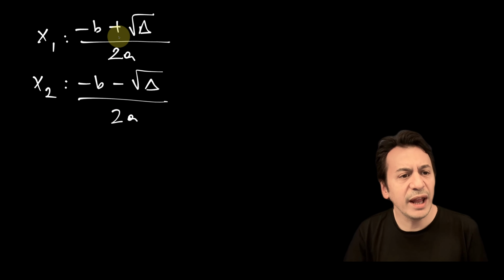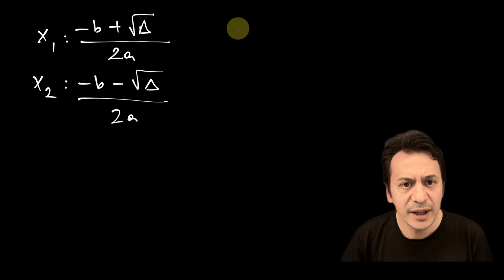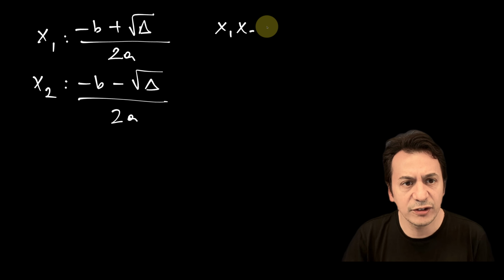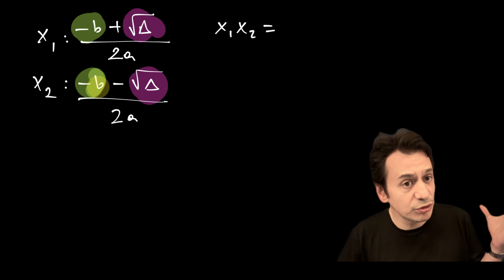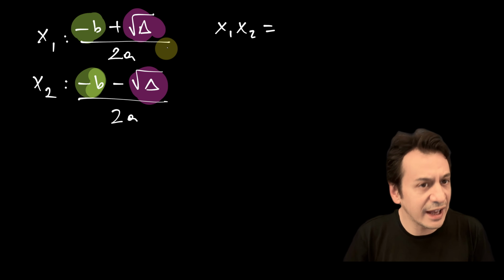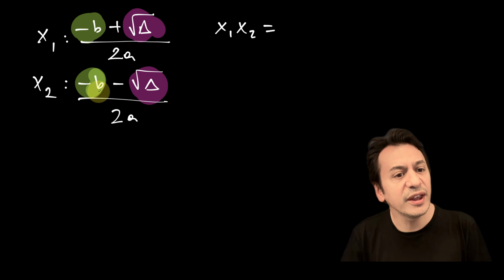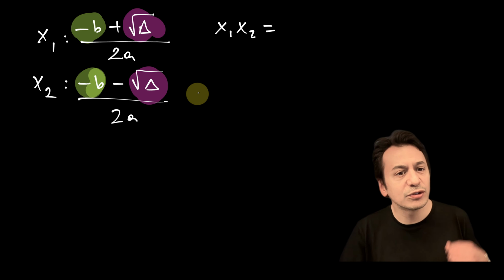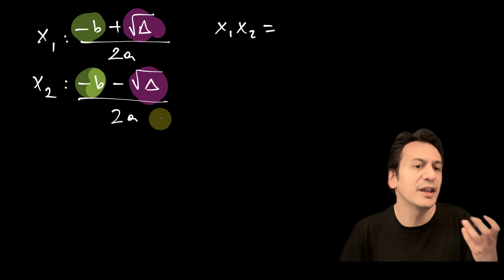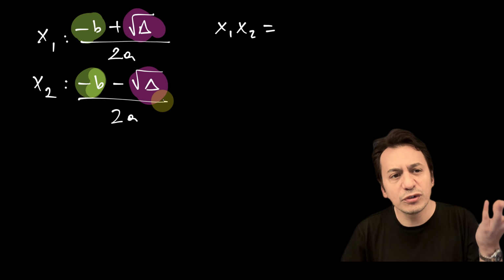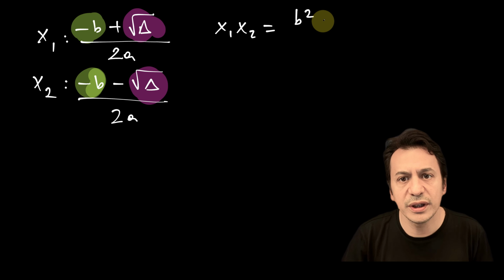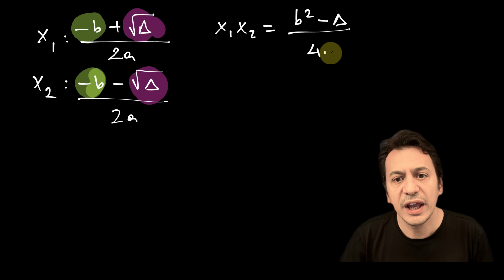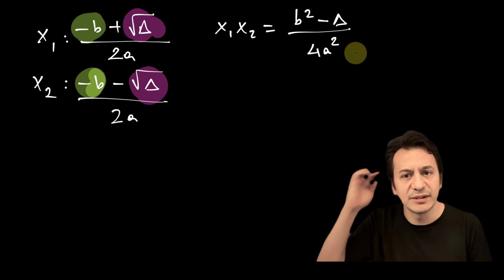Okay, let's see what happens when you multiply them. Let's multiply them and find out what x1 times x2 is. These are the same terms. You add them and you subtract them and then you multiply them. Well, this is like x plus y times x minus y. Well, that equals x squared minus y squared. This is the identity of difference of squares. So I can write it like, I'll square the first one, b squared minus delta over 4a squared. That's what I will get, right, when I multiply them.